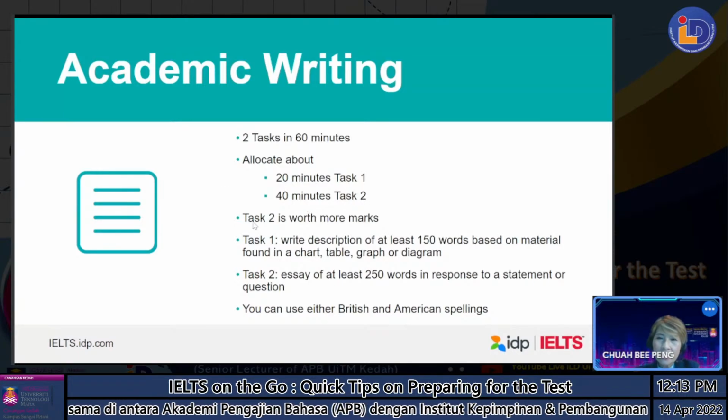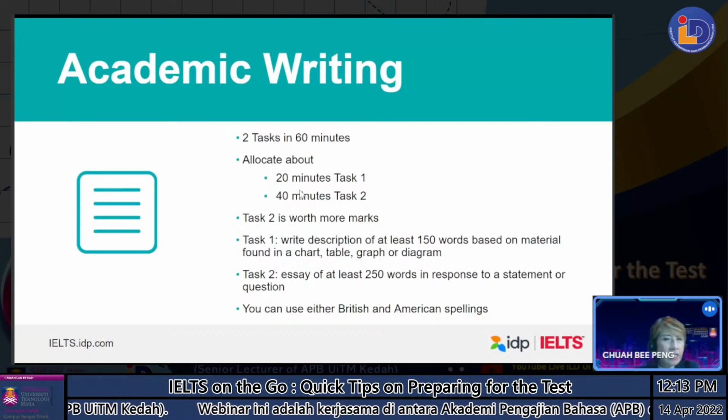Task 2 is worth more marks. So if you spend 40 minutes on task 1 and you don't have enough time for task 2, you're still not going to get the band that you need, because task 2 actually gives you more marks. So you need to spend your time wisely: 20 minutes for task 1, 40 minutes for task 2.